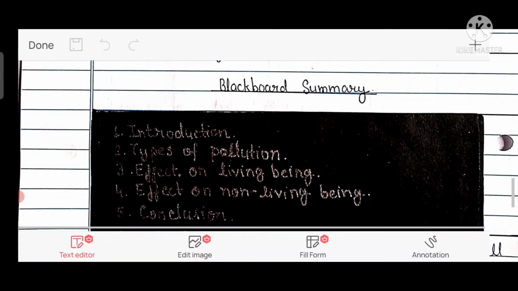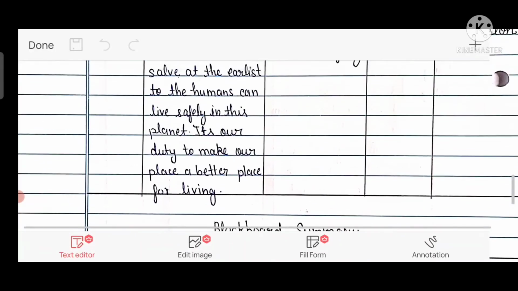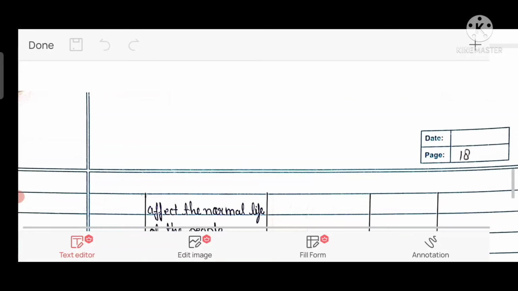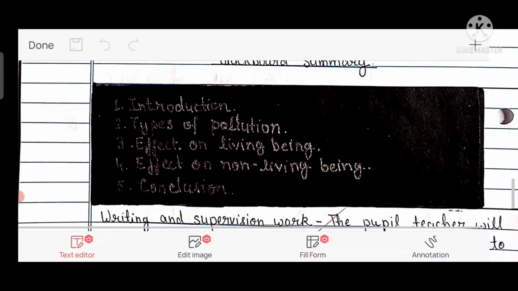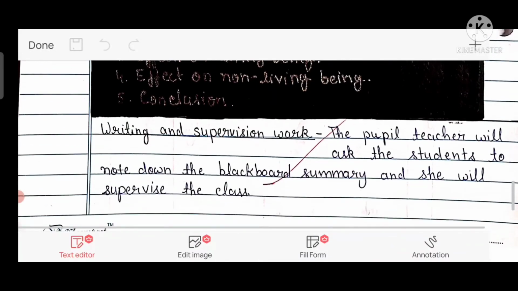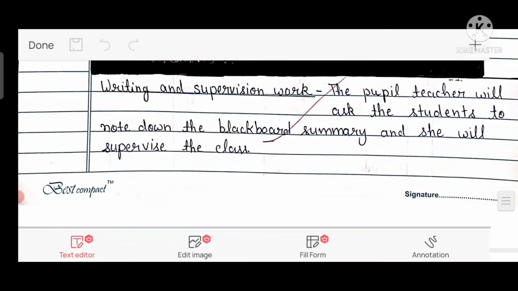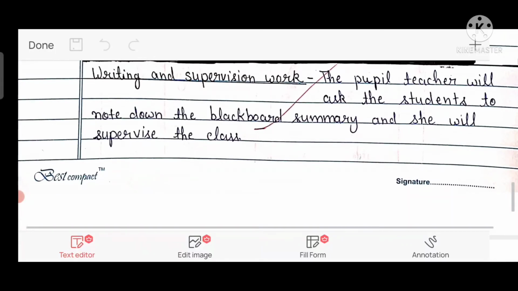After that we'll write the blackboard summary. So here we'll write all the teaching points which we mention in the teaching point and blackboard work column. Okay. Let's see here. Introduction, types of pollution, effect on living beings, effect on non-living beings, and conclusion. After that we will write the writing and supervision work. So here we'll mention the pupil teacher will ask the students to note down the blackboard summary and she will supervise the class.